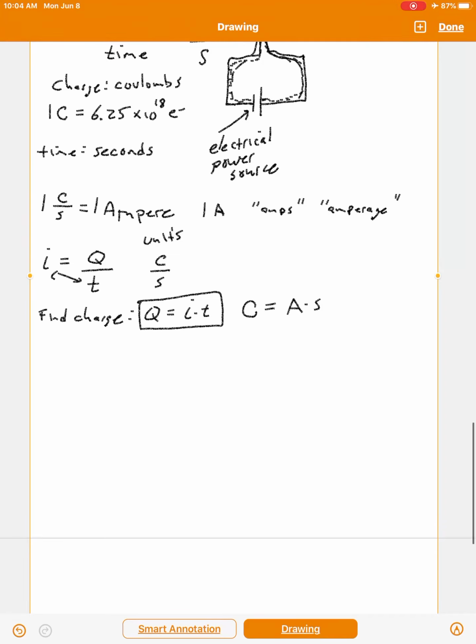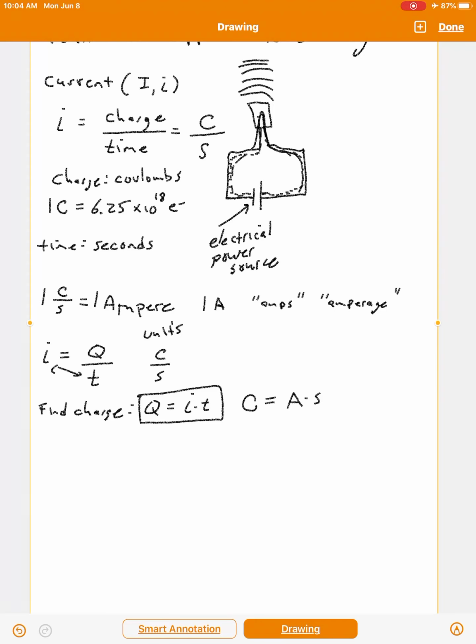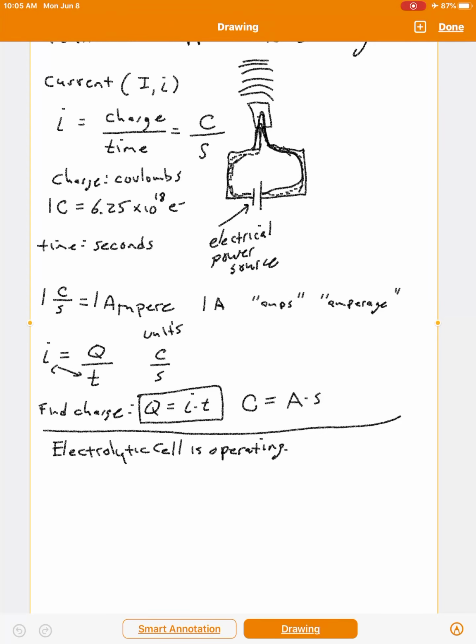Okay? So now another issue that comes up, let's take a look at an example, is how do we do electrolysis problems? So let me bring this up here. I'm going to show you briefly a little example of a calculation. Okay? So let's imagine that an electrolytic cell is operating. An electrolytic cell is operating, meaning that an electrical current is flowing through it.